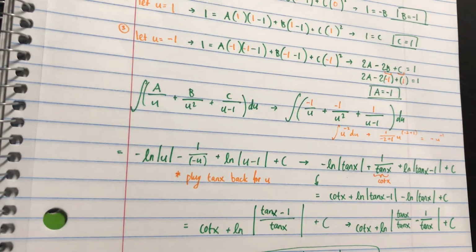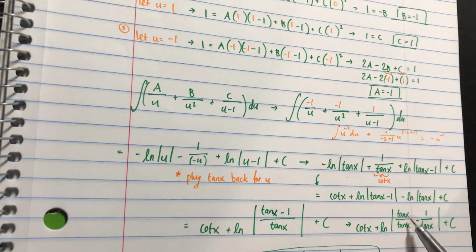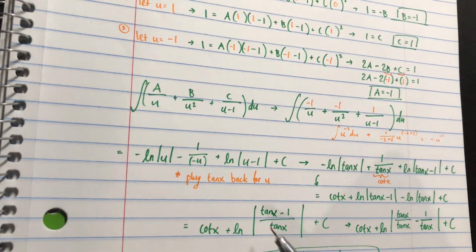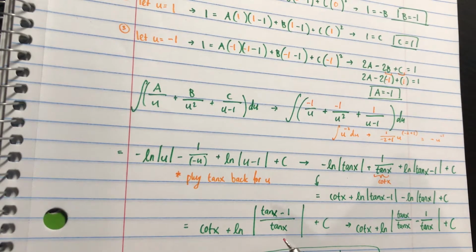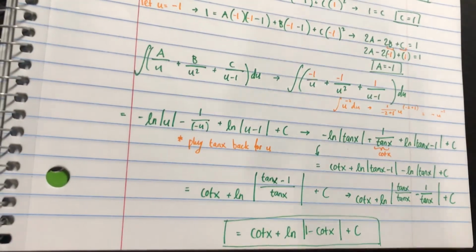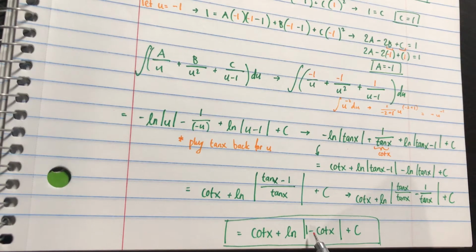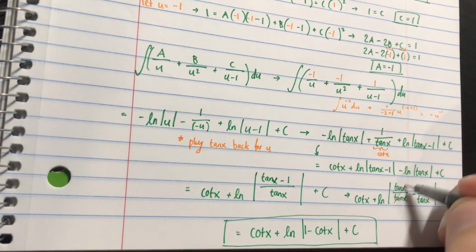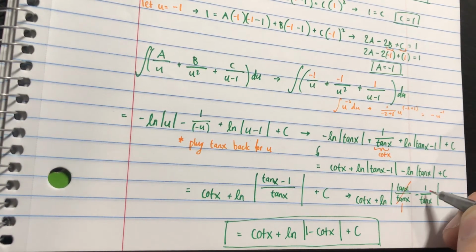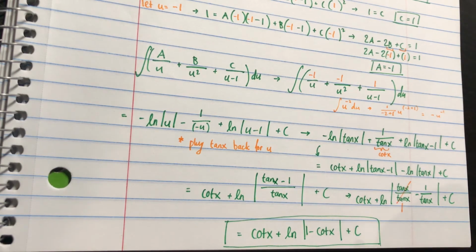and we can't forget our constant c. We can further simplify this function so that we get cotangent x plus the ln of the absolute value of tan x over tan x minus 1 over tan x plus c, and we did that by splitting apart this fraction here into tan x over tan x minus 1 over tan x, as you can see here. Our final answer after simplification is going to be equal to cotangent x plus the ln of the absolute value of 1, which we got from this function here, minus 1 over tan x, which is cotan x, plus c.